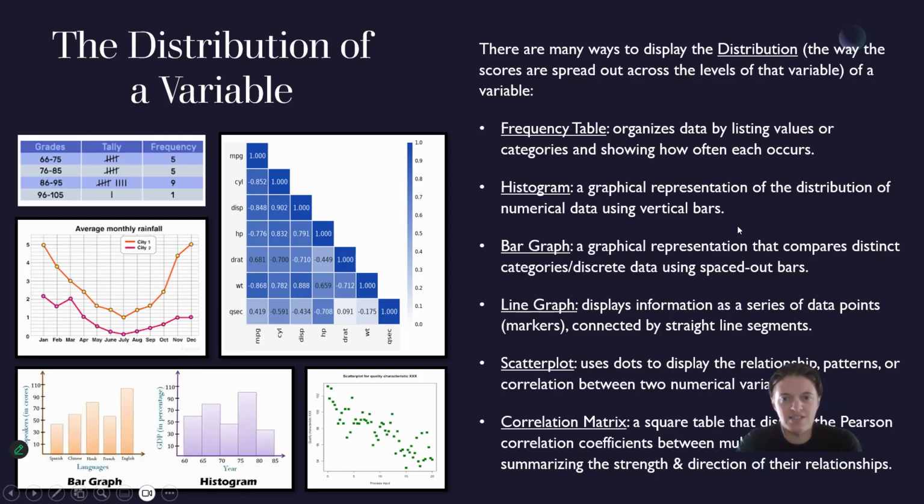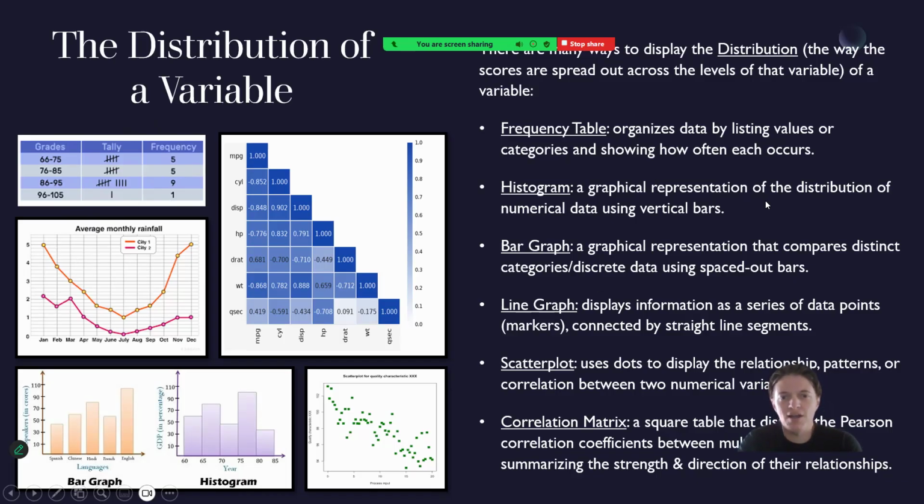A frequency table organizes data by listing values or categories and showing how often each occurs. So this one right here is a frequency table, right? We're looking at these grades. We can figure out how many times they happen, what was their frequency. That's one easy way to remember this. It's looking at how often something happened. So we divide it into different levels of grades, we have this little tally, and then right here you can see what the frequency was.